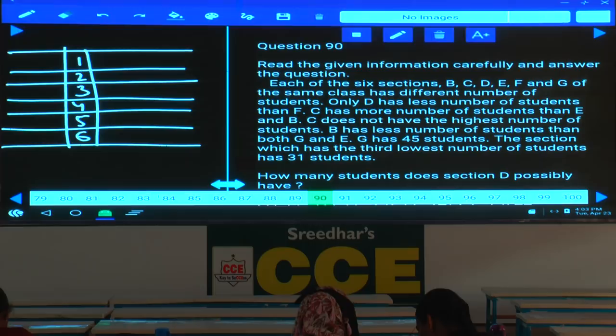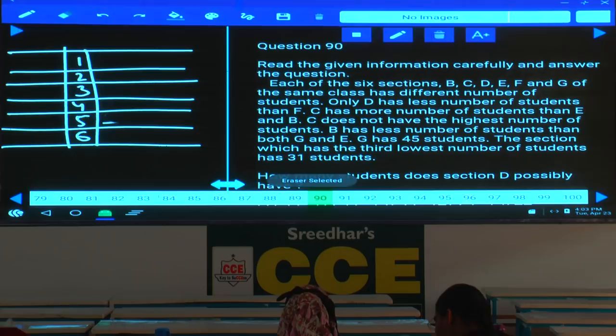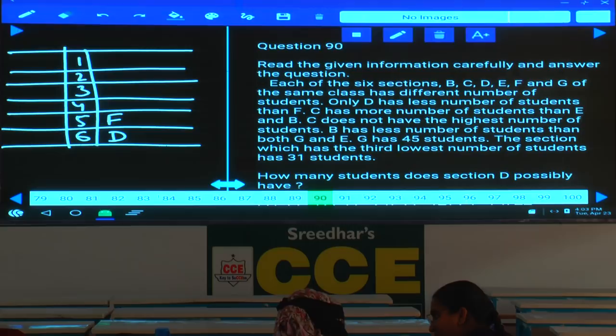Then, only D has fewer students than F. That means there is no other class which has fewer than F. Only D has fewer students than F, F is here, D must be here. Hence D is at this place, F will be here. Done with this?